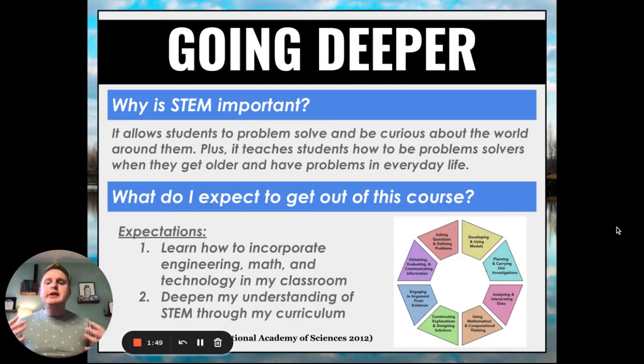So, going a little deeper, why is STEM so important? It allows students to problem solve and be curious about the world around them. Students are so curious, and if we just give them the bare bones basics of what science is, it's not going to really teach them about the world around them. Plus, we're giving them the tools in order for them to problem solve. So it teaches students how to be problem solvers when they get out into the real world and when they have to deal with problems on their own.